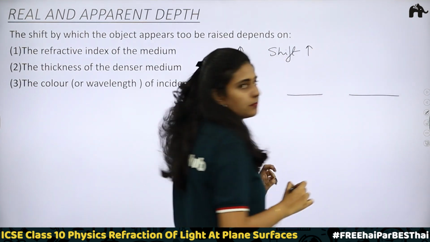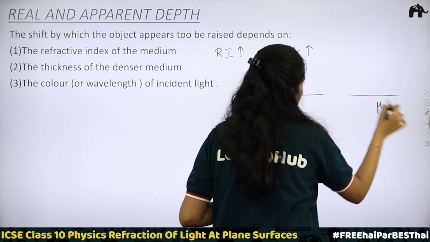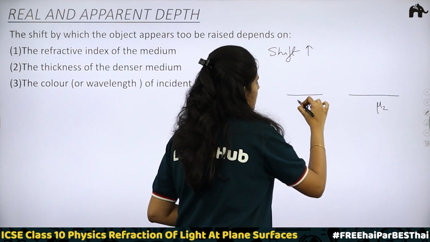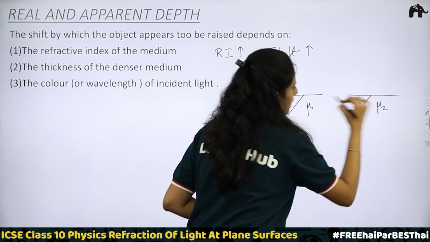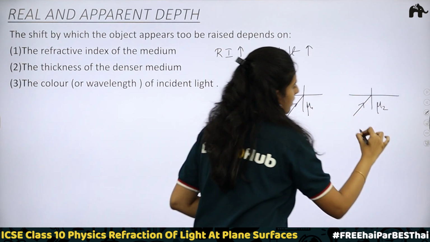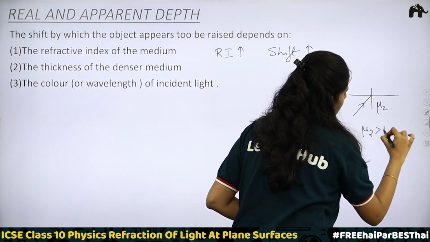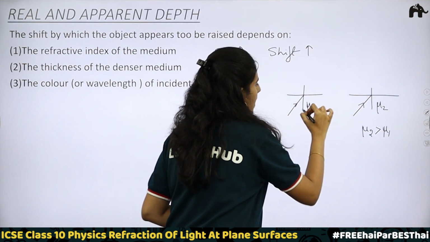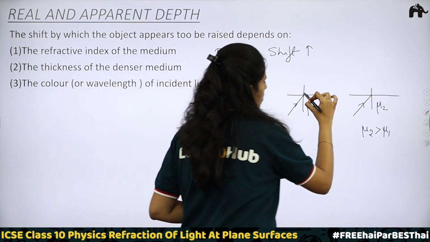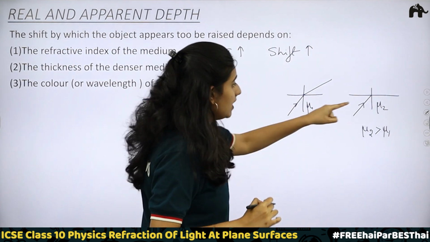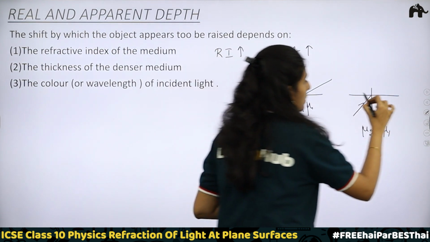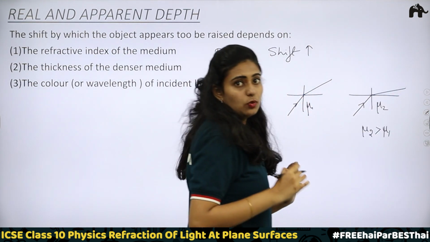Now take an example. Here if you have two mediums, this is medium 2 of refractive index mu 2. This is medium 1 of refractive index mu 1. You are considering a light ray which is being incident from this medium on the surface. We are taking the refractive index of second medium to be greater than the refractive index of first medium. Now what happens? Here we have drawn the normal. When light travels from denser to a rarer medium, light bends away from the normal. Now we have taken the second medium to be having a refractive index which is greater than that of the first medium, which means it will be bending more.